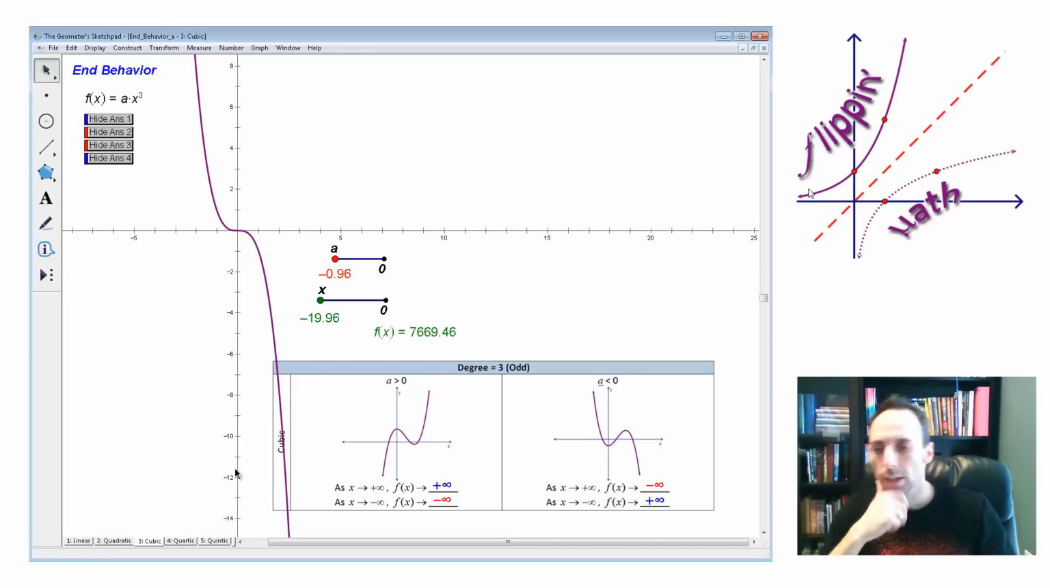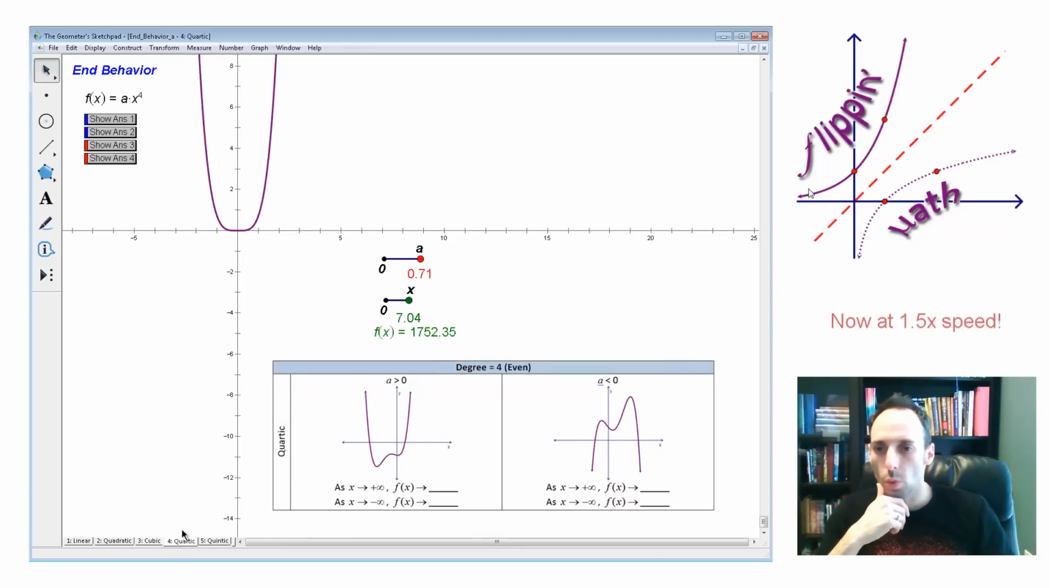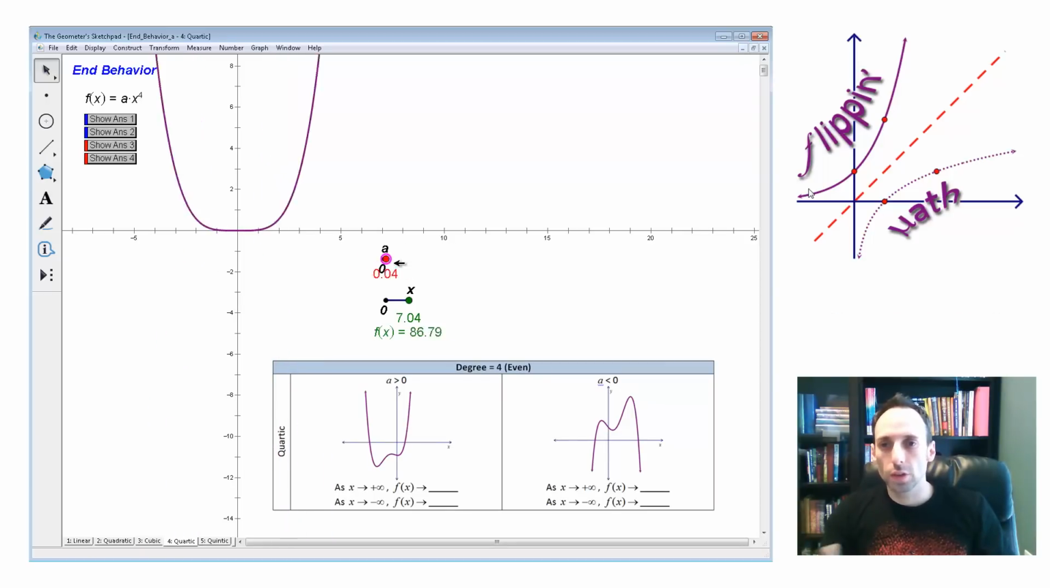Huh. Okay, let's do the quartic one. Maybe you're seeing a pattern here. Maybe you're seeing some sort of a pattern. Okay, A value, if it's positive, it's over here, negative over here. Those are the two versions of the graph.